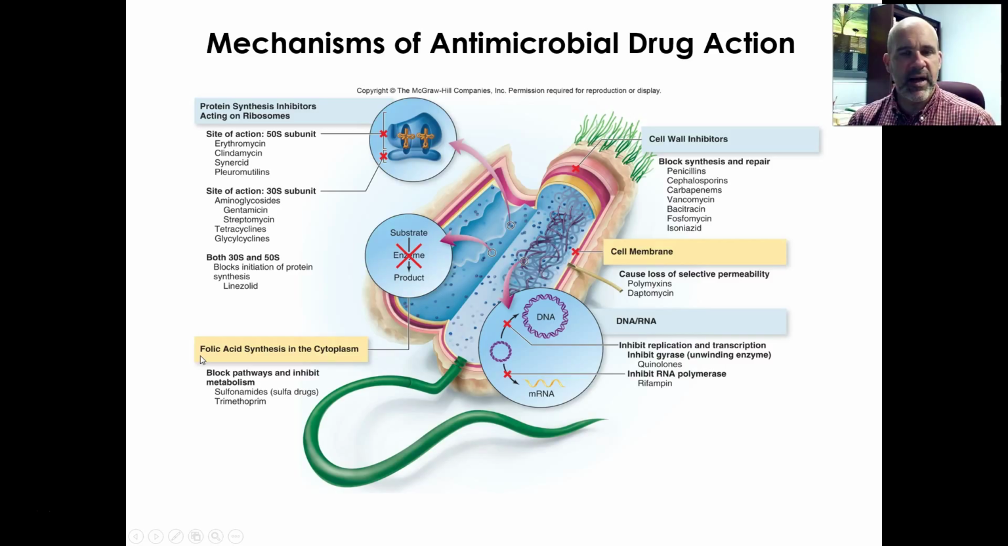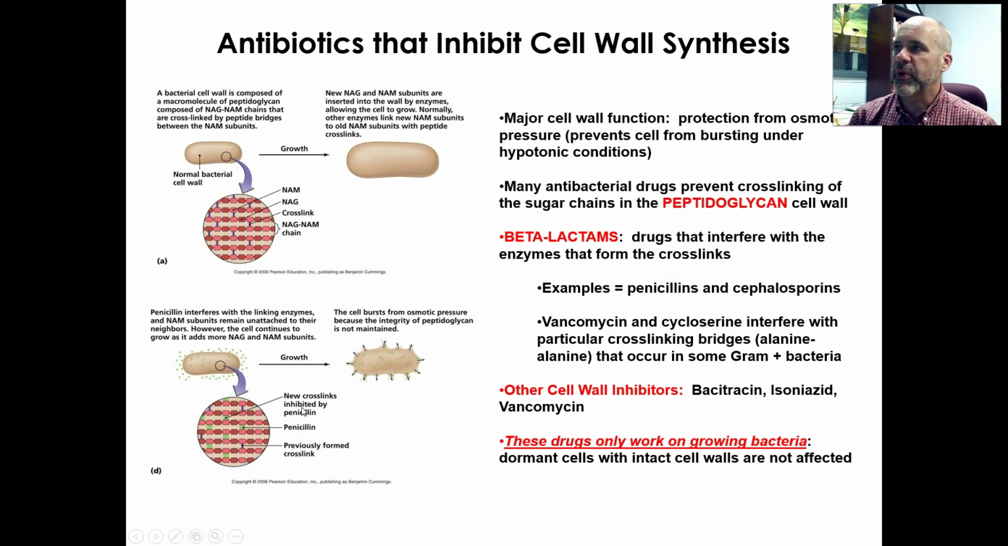There are drugs that impact other metabolic pathways, other chemical pathways inside microbes. There are quite a few antibacterial drugs that disrupt folic acid synthesis in bacteria, and those include all the sulfa drugs, the sulfonamides. We'll talk a little bit about those as well.